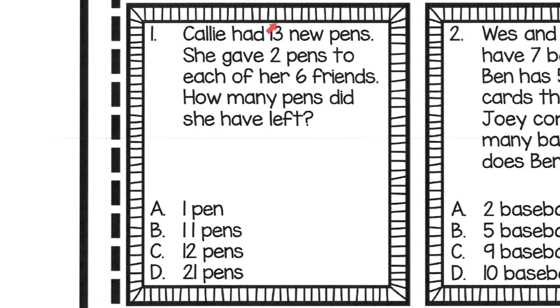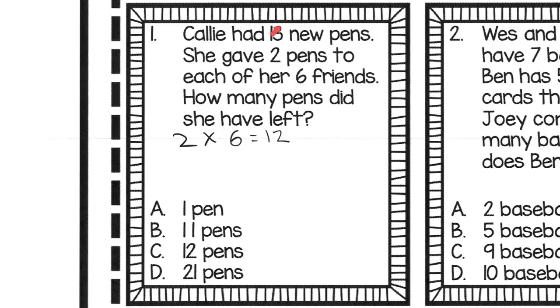So she has 13 pens. That's what she has. She's giving 2 pens to each of her 6 friends. How many pens did she have left? Oh, 2 steps. So we have to figure out how many she gave and then how many she had left. Well, if she gives away 2 pens 6 times, we have a multiplication problem. 2 times 6 is 12. So she gave away 12 pens because she gave 2 pens to each of her 6 friends. So that would be like 2, 4, 6, 8, 10, 12.